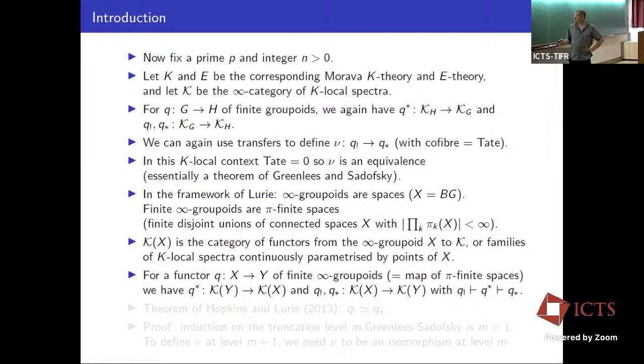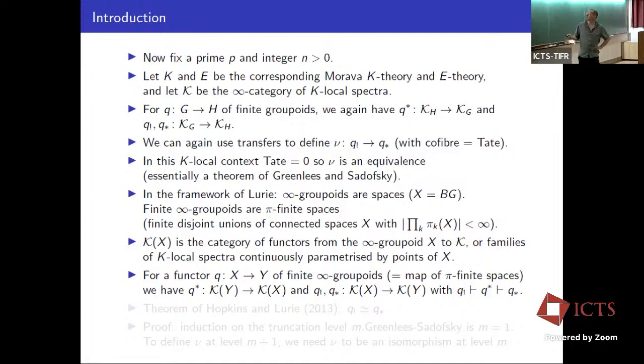Okay, so if you've got one thing like this, then you've got this Q upper star construction from curly K of Y back to curly K of X. So, again, as we had on the previous slide, if we're thinking about curly K of X as a category of functors, then this is just a composition with Q.